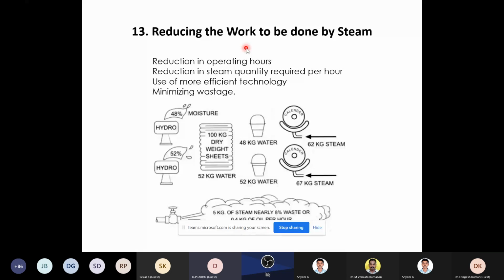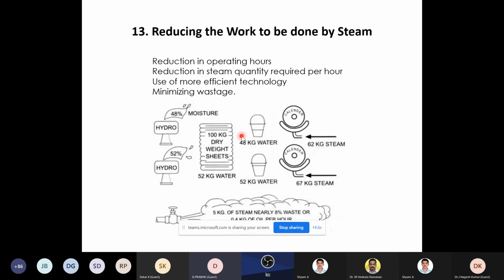Then, reducing the work to be done by steam. It's like our washing machine. When you wash clothes, finally we completely squeeze the cloth to get rid of as much moisture as possible, like a spin dryer in a washing machine. Then you put it on the clothes line, and the drying takes place quickly. That means you are reducing the work to be done by the sun.